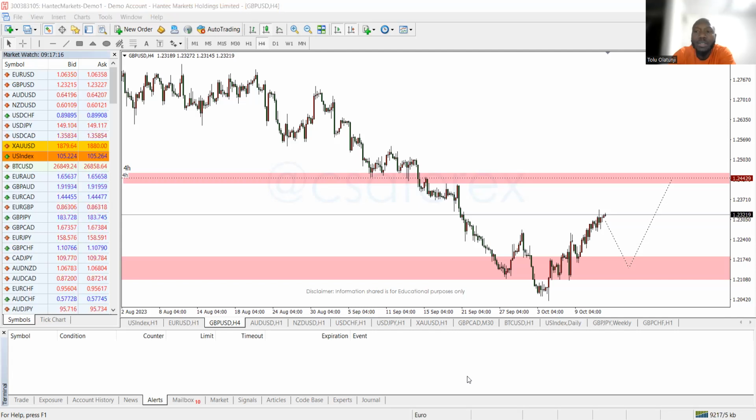Please protect your account accordingly. Use proper stop loss. Use your volume and lot size based on your account balance. And then, of course, even if you have losses, make sure they are well minimized and accept them as they come.